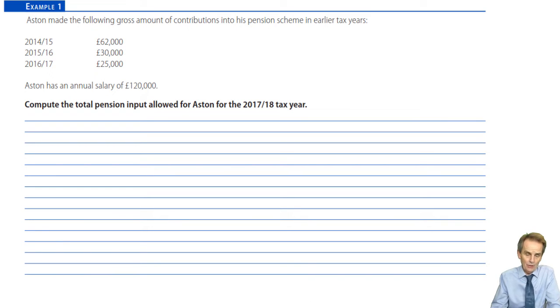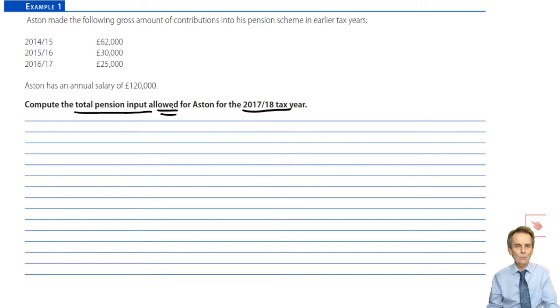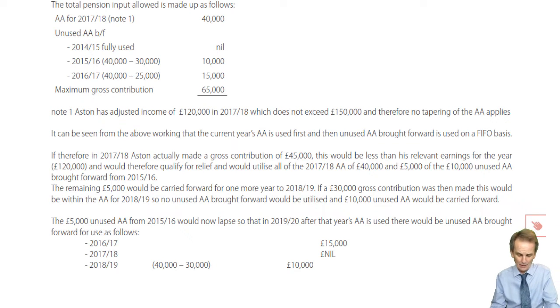Well, at the end of the previous session, using the Finance Act 2017 notes and lectures there, I left you with a problem to finish off, which hopefully wasn't too much of a problem. As it was for the 1718 tax year, we had to compute the total pension input that would be allowed. That meant we needed to understand how the annual allowance would work for a year and how, if we went above it for the current tax year, we go back and use up unused allowance brought forward from the previous 3 years, thankfully on a last in first out basis. So let's have a look at the answer to make sure that we've properly understood it.